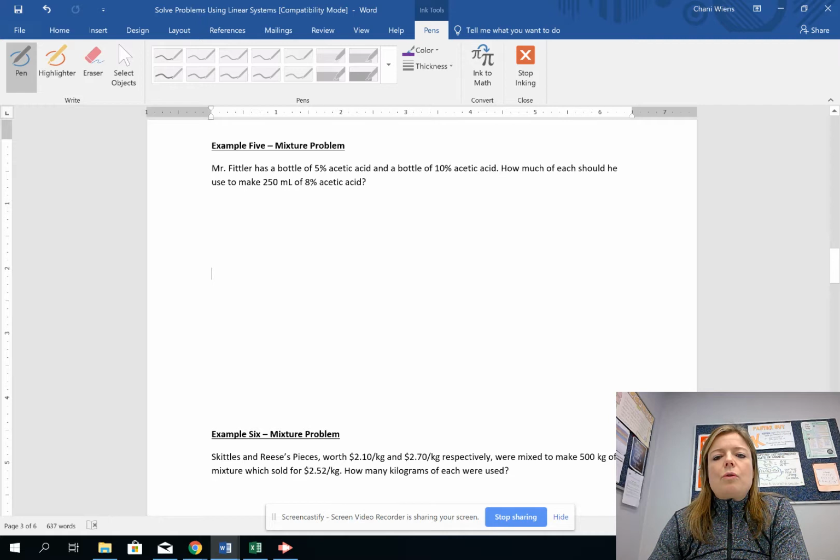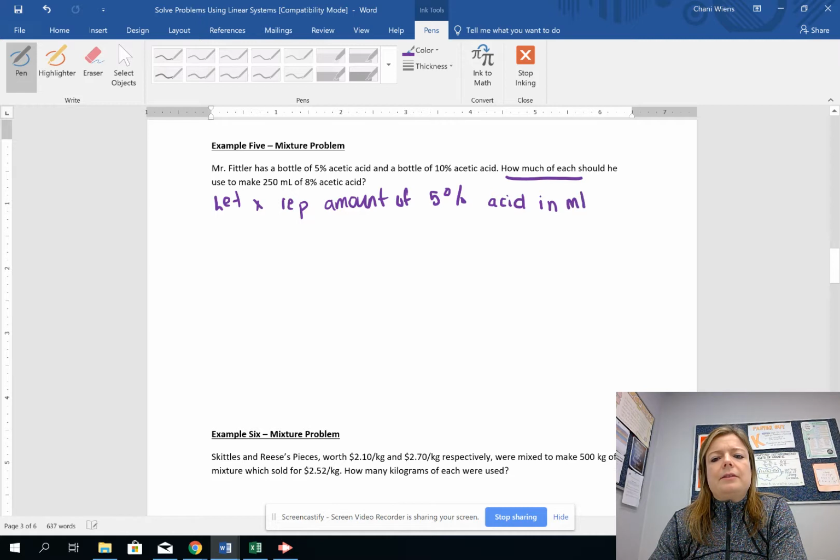So what do we not know? We don't know how much of each he should use, so how many milliliters of each type of acid, of each concentration. So we'll say let x represent the amount of 5% acid in milliliters, and let y represent the amount of the 10% in milliliters.